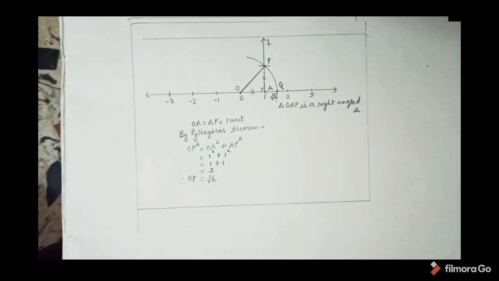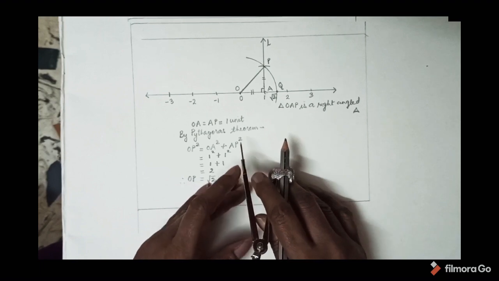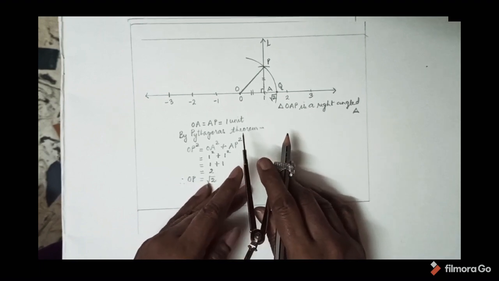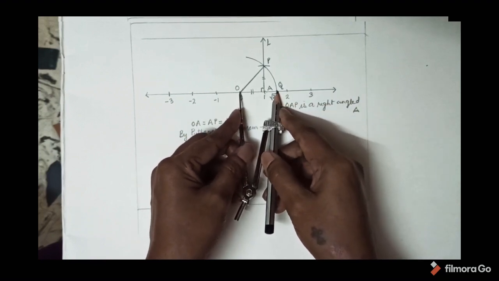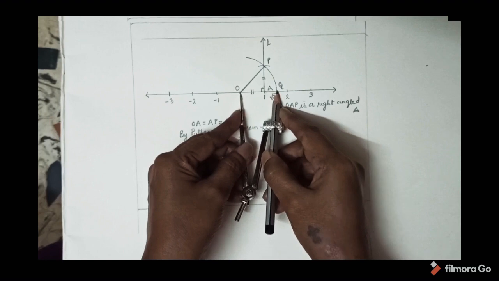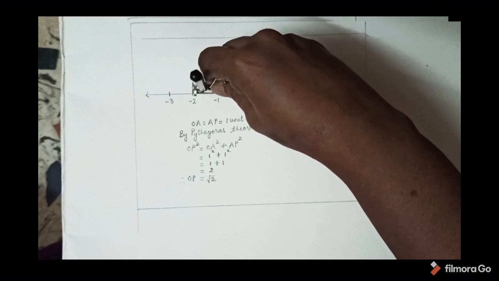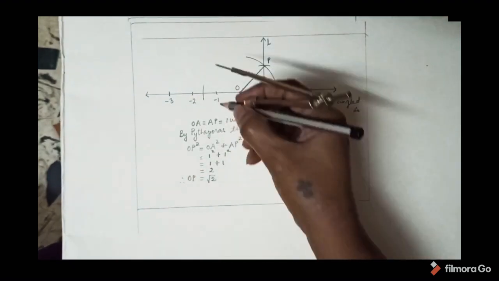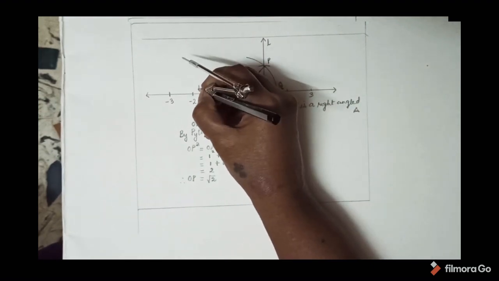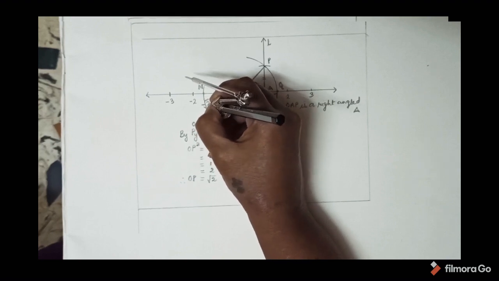Now how am I going to plot minus root 2? Simple. Minus root 2 will be at an equal distance from the origin. So I'll take this OQ, and on my left side of the number line I'll draw an arc. So obviously I'll mark this point as M. So you see M is minus root 2.